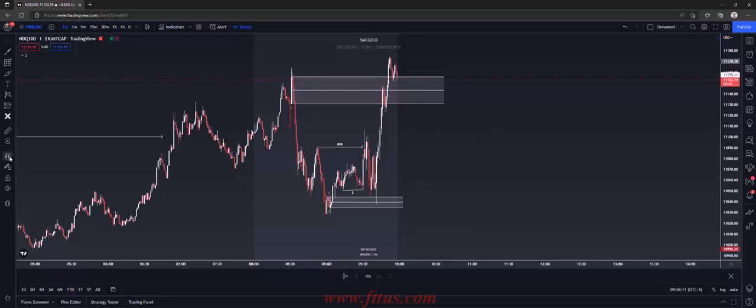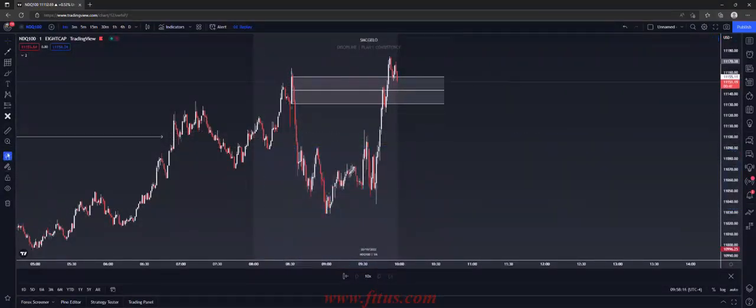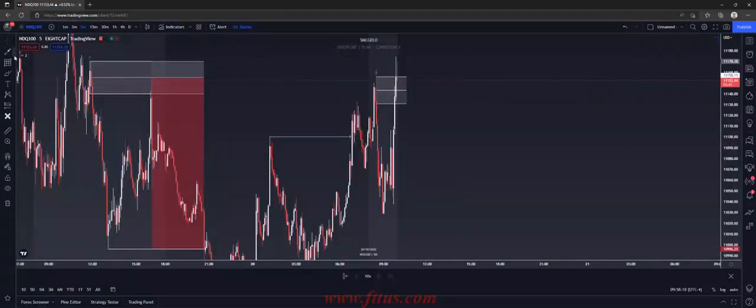Now, yeah, the reason why the sell didn't play out is because the 5 minute showed the hands, right? We had the reaction off the 5 minute demand right here.